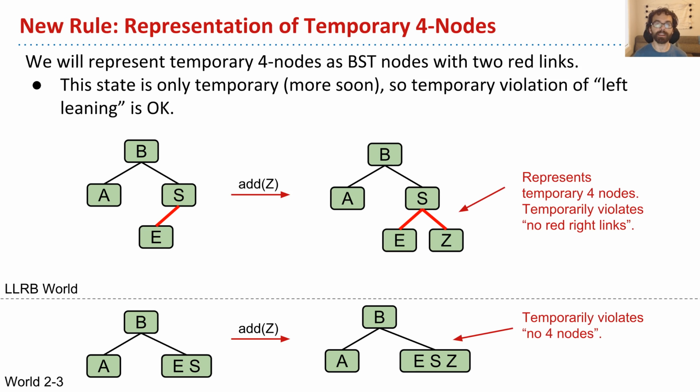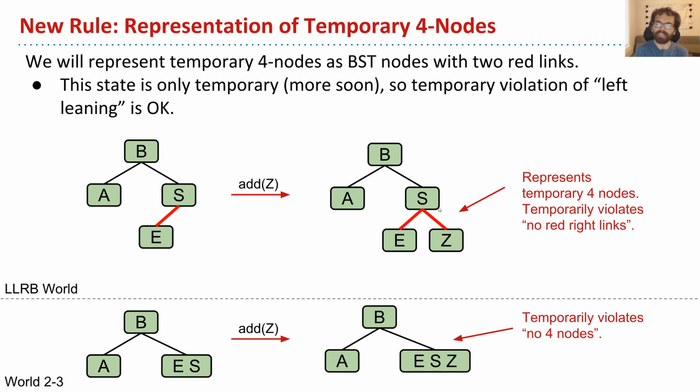Okay. So I'm going to introduce a definition, or a rule, which is that in 2-3 trees, we have these temporary 4 nodes. For example, if we have A, B, E, S, and we add Z, we're going to temporarily represent a 4 node by adding a Z to this 3 node. So the thing I'm just giving away for free in terms of how red-black trees should behave, I'm going to say we're going to represent temporary 4 nodes as a BST node with 2 red links.